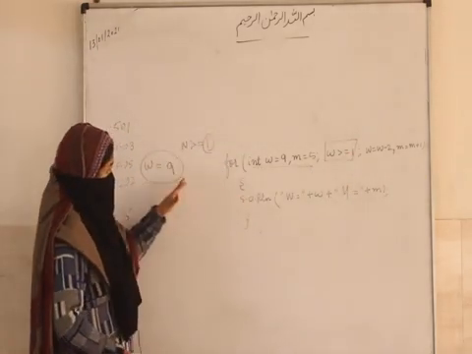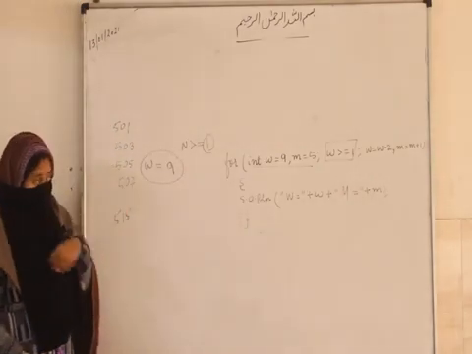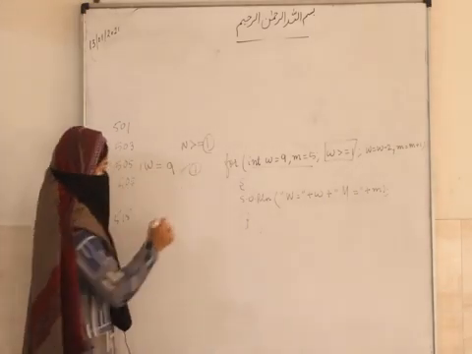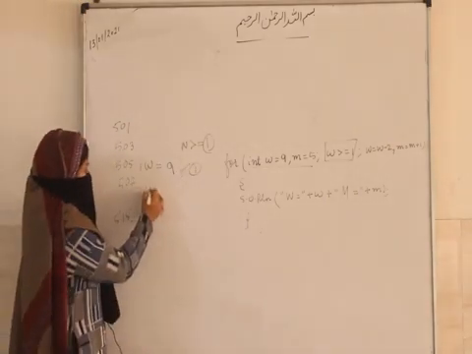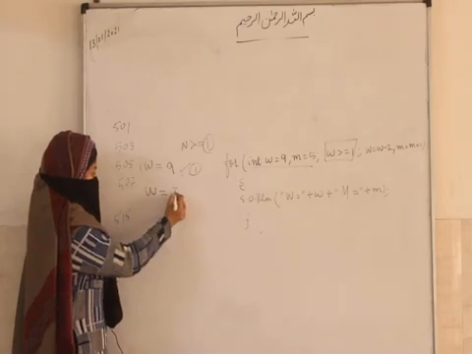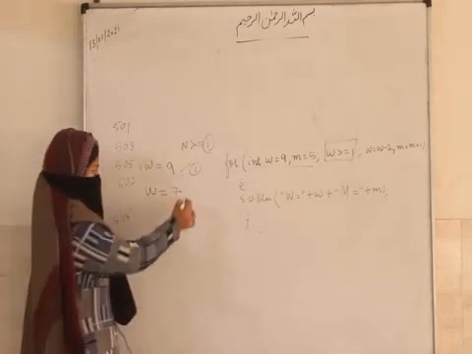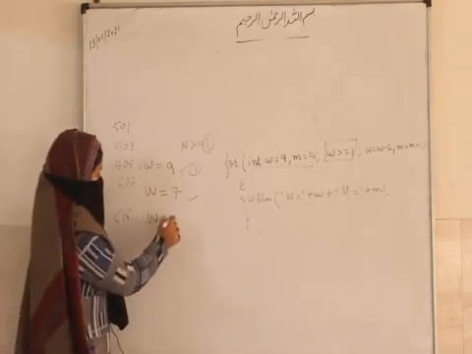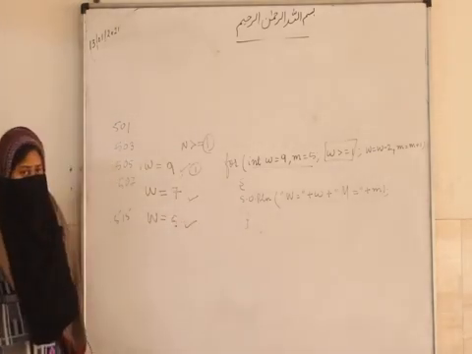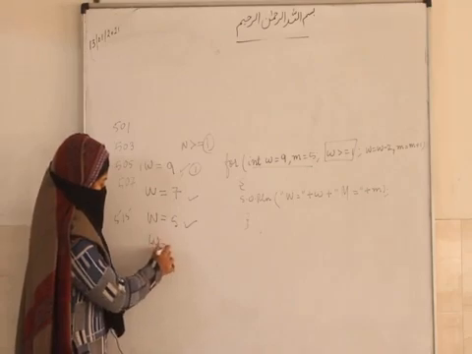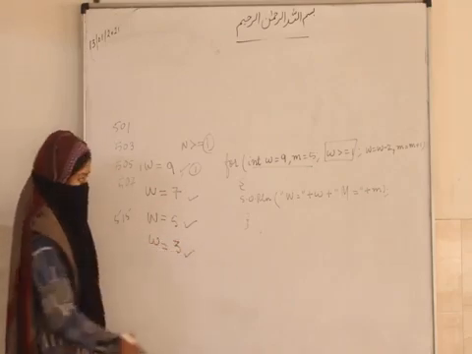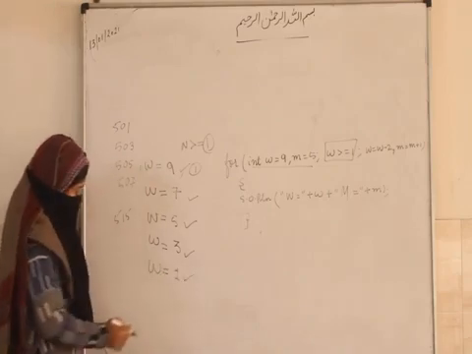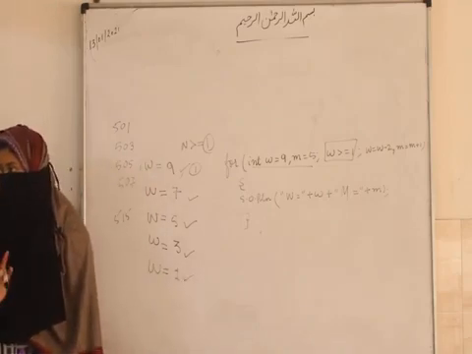So let us count how many times this loop will execute. For the first iteration W is 9, the loop will execute. For the second iteration the value of W will become 7, the loop will execute. For the third iteration the value of W will become 5, the loop will execute. For the next iteration the value of W will become 3, the loop will execute. For the next iteration the value of W will become 1, the loop will execute. After that the loop will not execute.